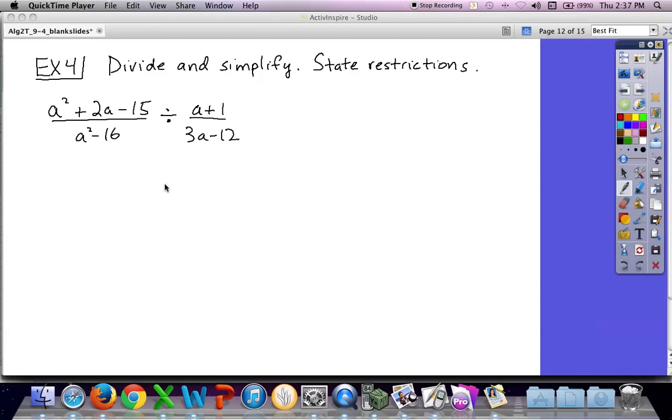Divide and simplify, state the restrictions. Again, what was the first step in a division problem? Make it a multiplication, right? So again, how are we going to make it a multiplication? By flipping that, right? Don't flip the first fraction. It's the second fraction that you flip.